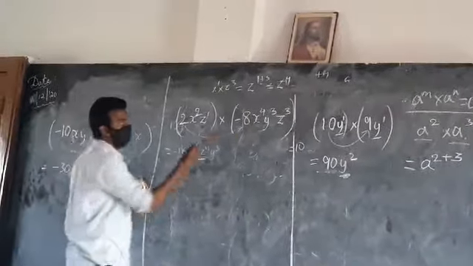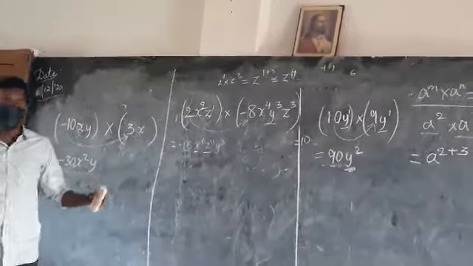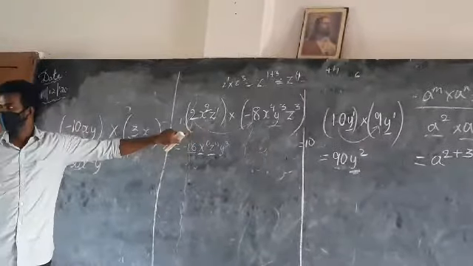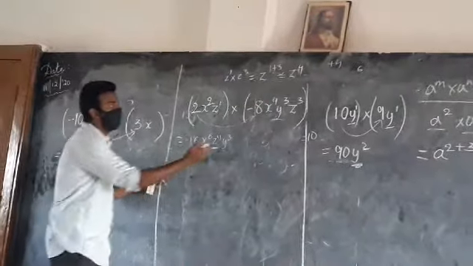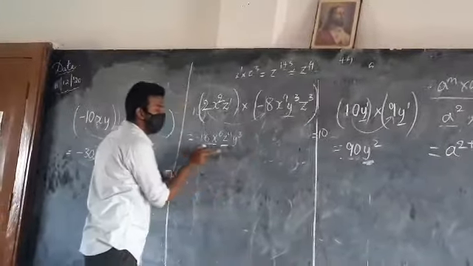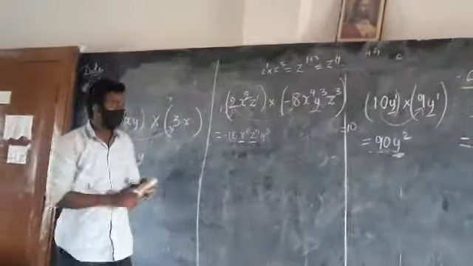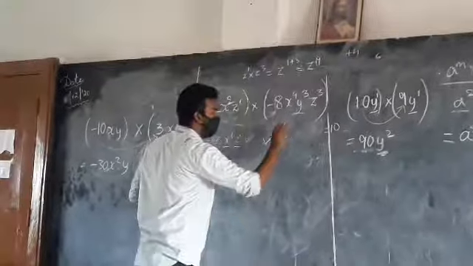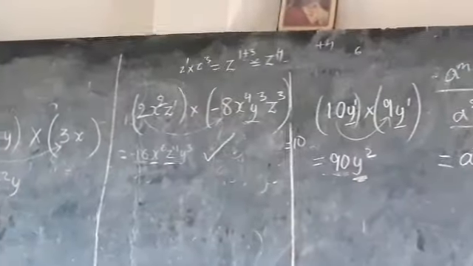Another variable is there, y cube. But there is no other y variable in the first monomial. That's why you are going to put that y cube in the multiplication of the entire remaining term. Understood? This is how you are going to multiply two monomials. Write down faster. Few steps are only there.